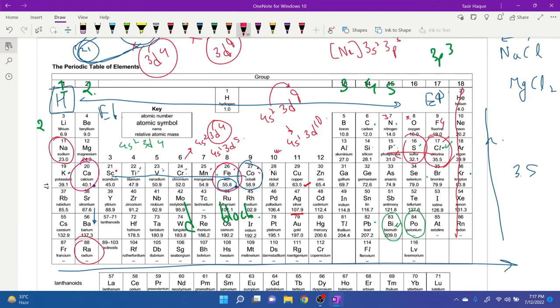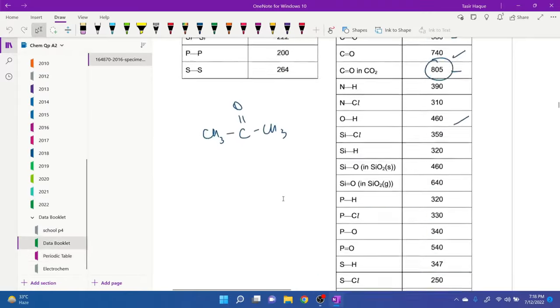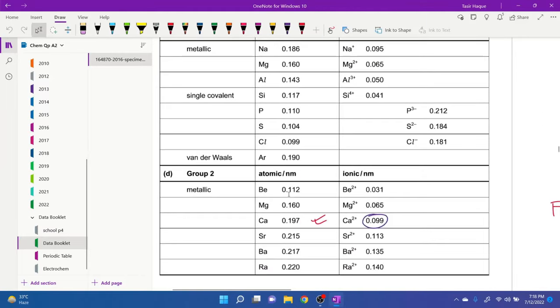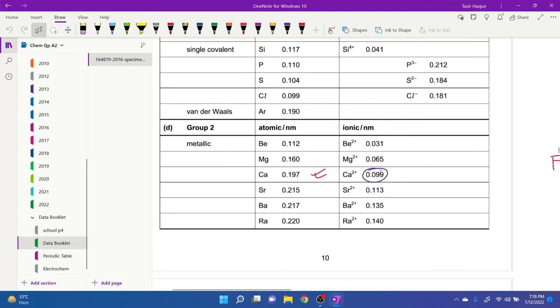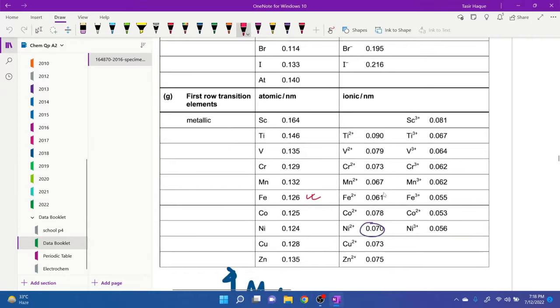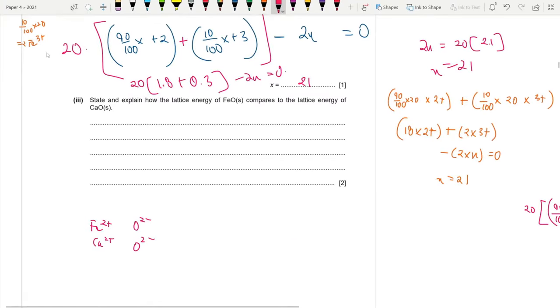Compare calcium and iron. Remember the trend across the period, you learned this in AS. As you go across the period, size decreases. Okay, so the size of the iron cation is smaller than the size of the calcium cation. I can give you more proof. Check this out. So calcium is 0.099, iron 2 plus is 0.061. That's much smaller, right? So what can we say?